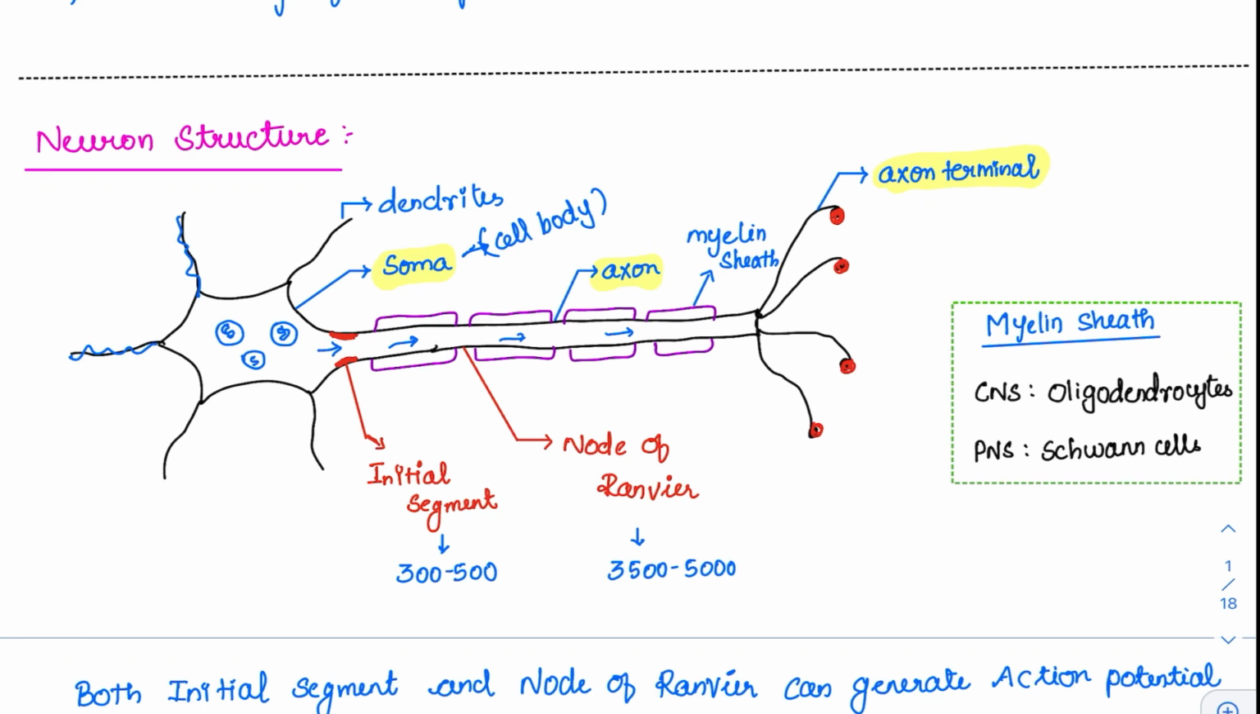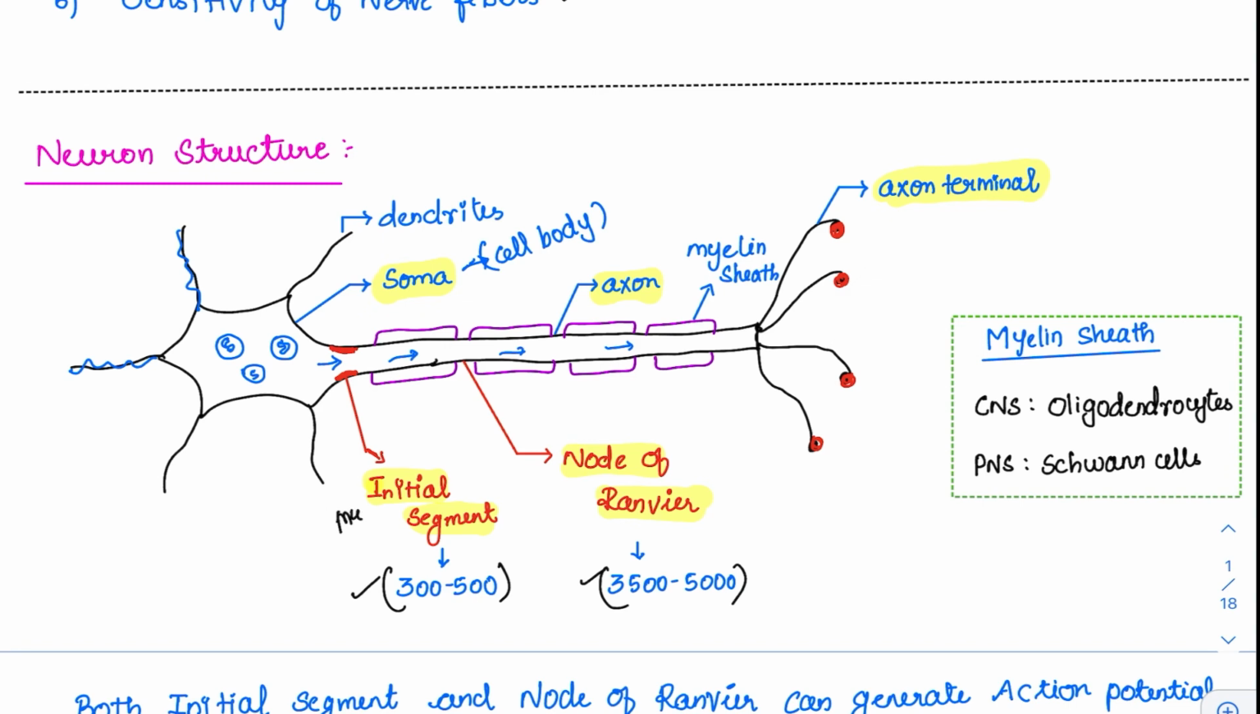Then there is two important information here, that is the initial segment and the node of Ranvier. This initial segment and node of Ranvier, both of them are capable of generating action potential, because the number of sodium channels here are many in number, and that is the reason both of them are capable of generating action potential. Then the question arises, where does the action potential initiate in different kinds of neurons? So we have to address that. So that becomes an MCQ here.